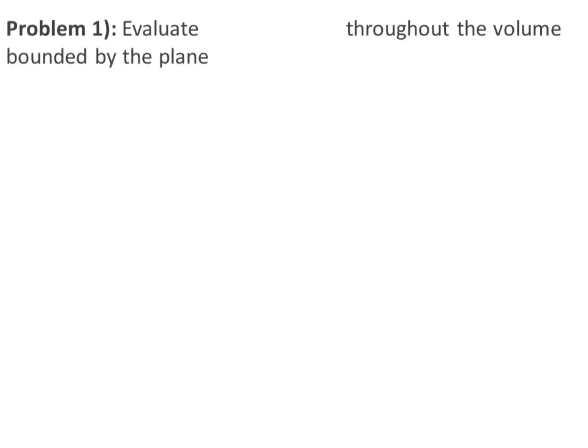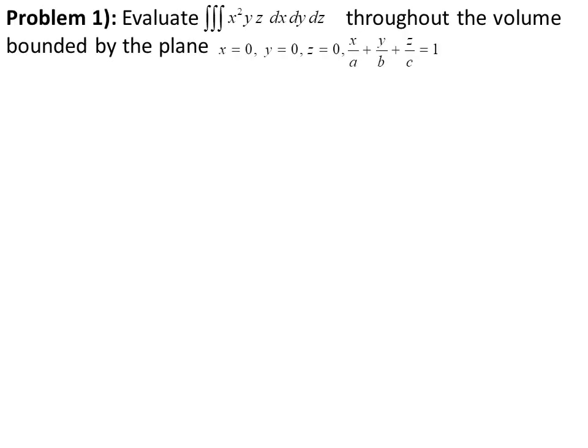Now let us solve problems on Dirichlet theorem. Problem 1. Evaluate triple integration x square y z into dx dy dz throughout the volume bounded by the planes x equal to 0, y equal to 0, z equal to 0, and x upon a plus y upon b plus z upon c is equal to 1.